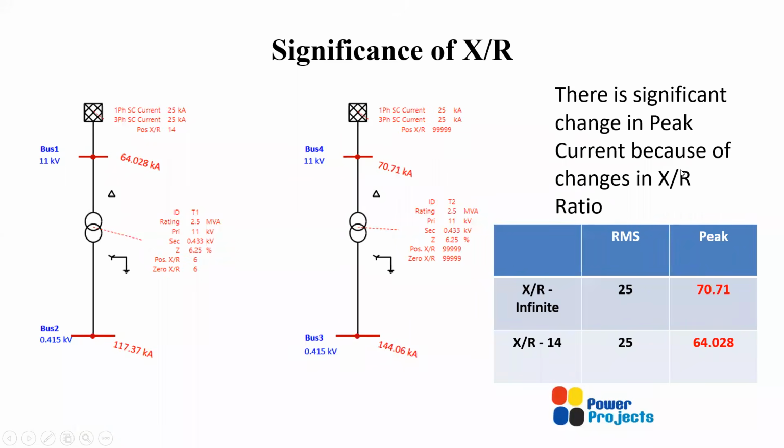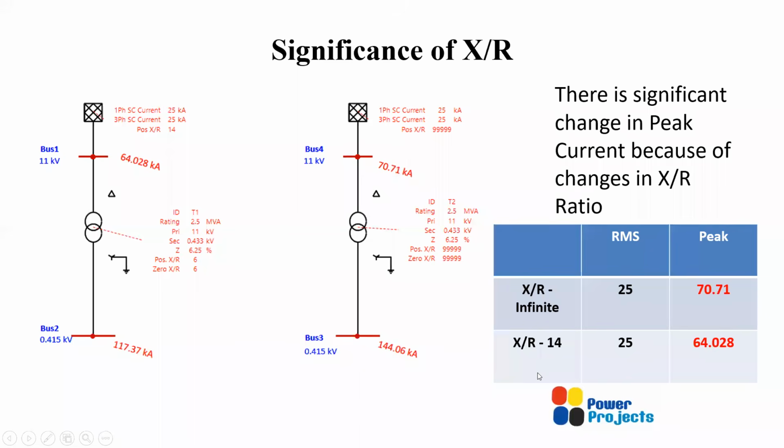So if X by R changes, definitely your peak current is going to change, and your exponentially decaying DC component is also going to change. It means the higher the X by R ratio, the higher the peak current. That's visible from this table. I have plotted only for the 11 kV bus. Similarly, you can plot for the 415 volt bus as well. With X by R as infinite, for the same RMS current of 25 kiloamps, the peak current is 70 kiloamps. Whereas with an X by R of 14, this peak current is just 64 kiloamps.